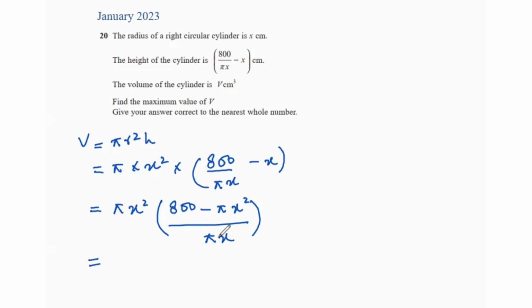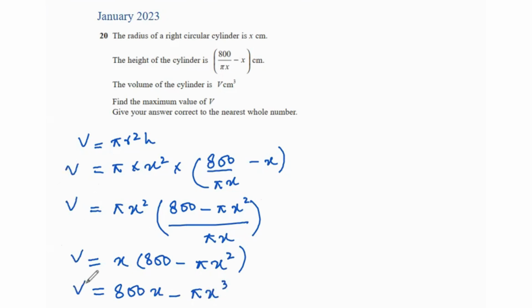So pi x squared divided by pi x is x times (800 minus pi x squared). That's going to be 800x minus pi x cubed. This is our equation for the volume. Now we differentiate this. So dV over dx is going to be 800 minus 3 pi x squared.